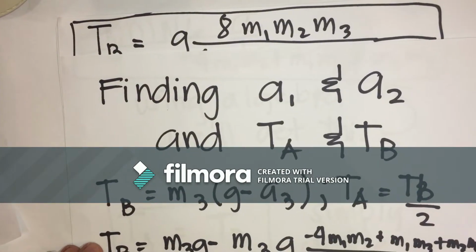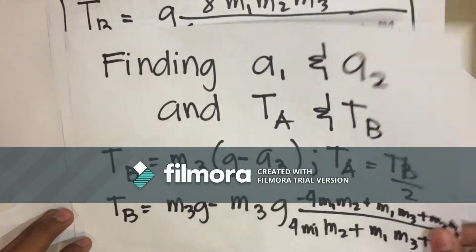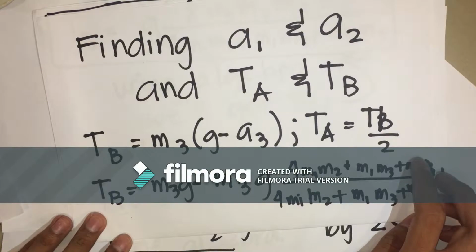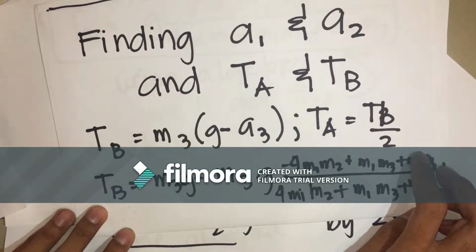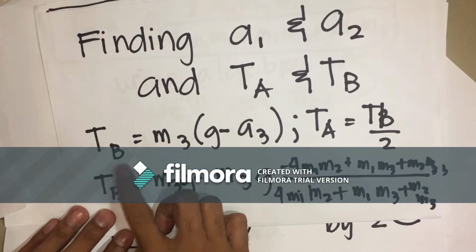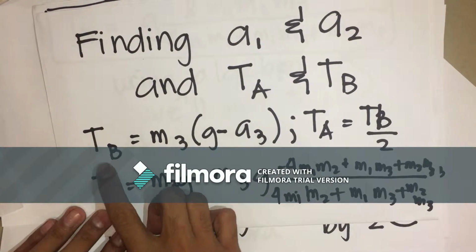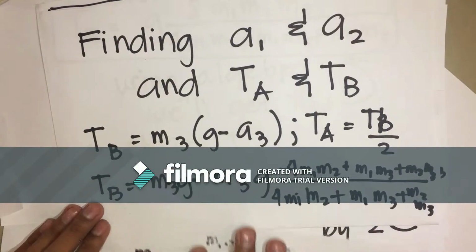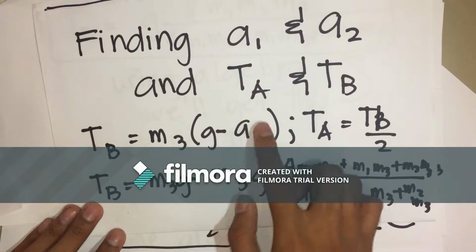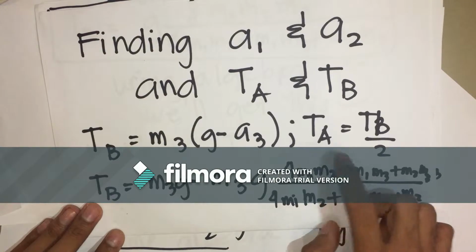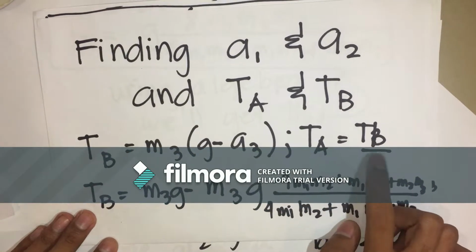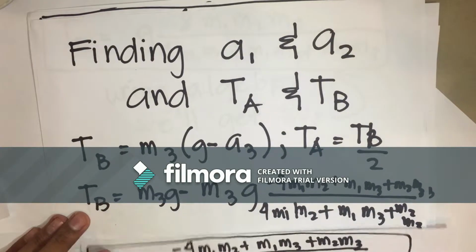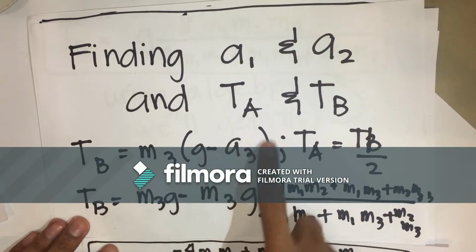Now, next is finding A1 and A2 and TA and TB. So, first TB. TB now is, we knew that TB is equal to M3 times G minus A3, and also TA is equal to TB over 2.